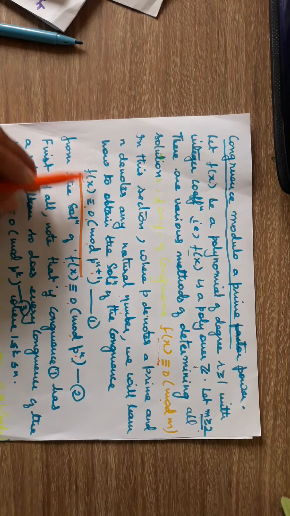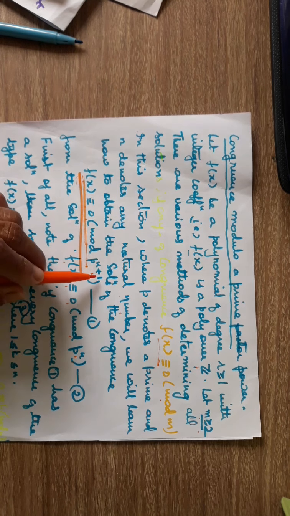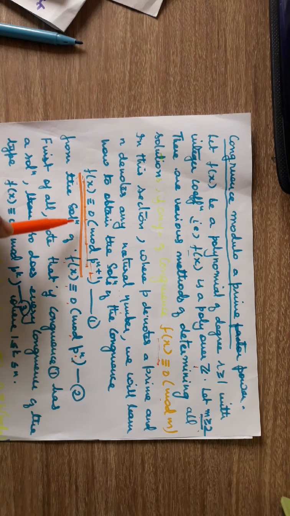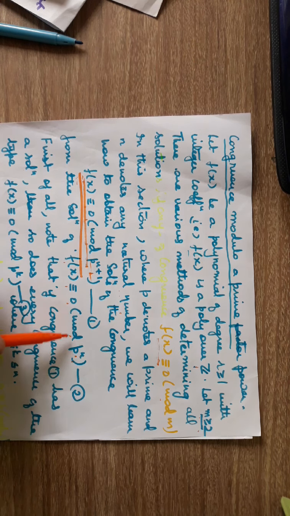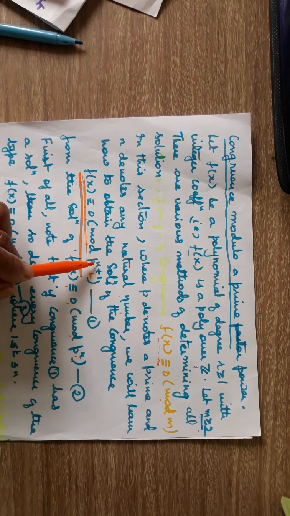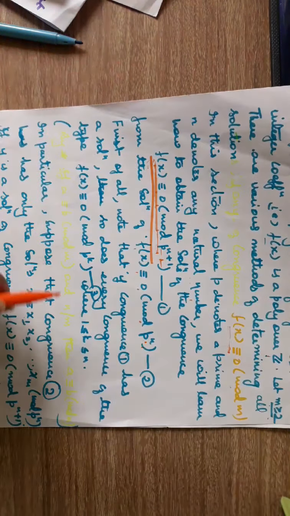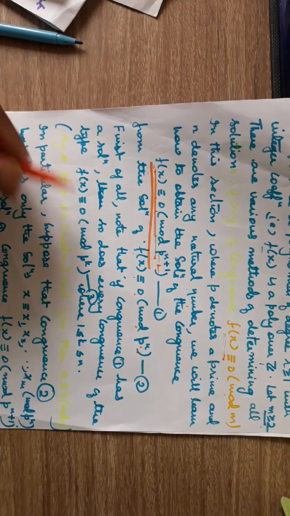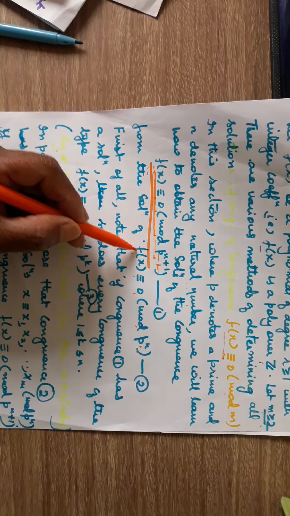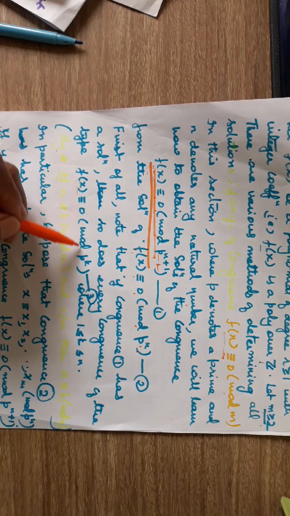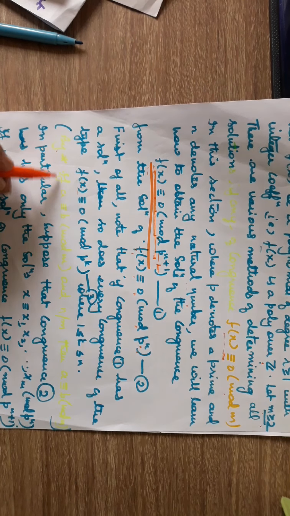So note that first of all, if this f(x) ≡ 0 modulo p^(n+1) has a solution, then every congruence f(x) ≡ 0 modulo p^k, where k is greater than or equal to 1 but less than or equal to n, will also have a solution. And why does it follow? The result follows from here only. If this has a solution, then every congruence f(x) ≡ 0 mod p^k also will have a solution because of this.